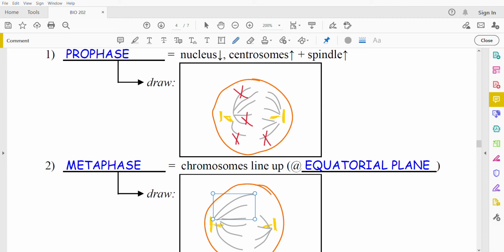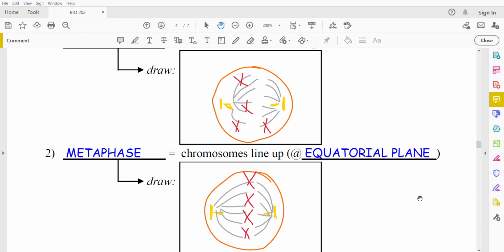What's noteworthy that happens during metaphase is that now all of these chromosomes that we saw floating freely during the prophase now all line up. They go in an organized manner, on a straight line on the cell, and this line that they form, this location, is known as the equatorial plane.